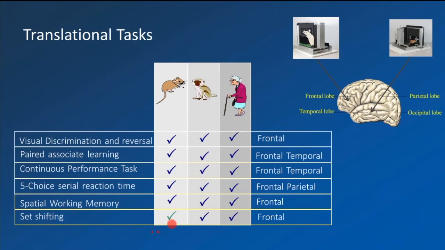The set shifting task is yet to be validated in rodents, so we hope to be able to have a positive tick for that in the future, but it is available for monkeys.